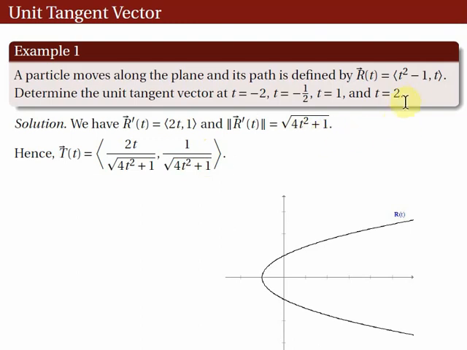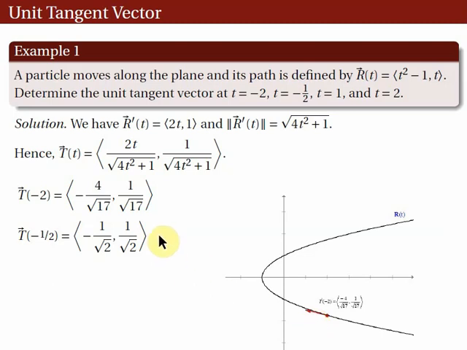So to get the unit tangent vector at the following t values, we simply plug in the corresponding t. So T of minus 2 is equal to this vector. Of course, this is a unit vector, and in the picture, it is represented by this red arrow. And then at t equals minus 1/2, this is the unit tangent vector, represented by this red arrow here.